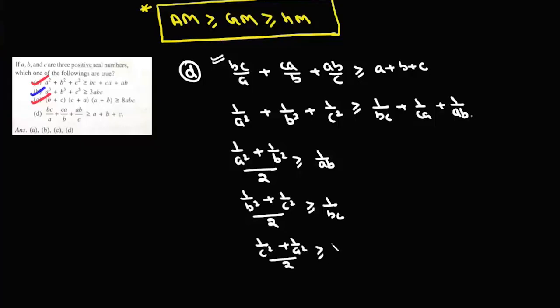It is greater than or equal to 1 upon ca. Now if we add all these three, we'll get this result. That means this statement D is also correct. So the correct options are A, B, C, D. Let us take another example.